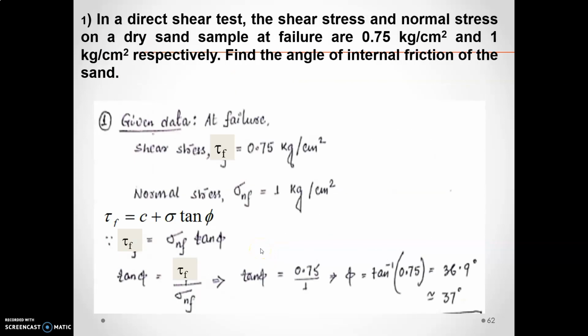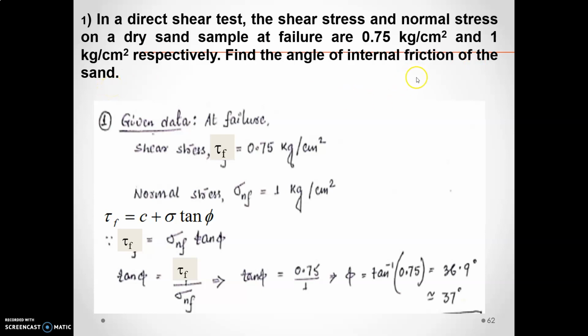Hello, my dear students. Let us solve some problems on shear strength. Let us take this example. In a direct shear test, the shear stress and normal stress on a dry sample at failure are 0.75 kg per centimeter square and 1 kg per centimeter square respectively. Find the angle of internal friction of the sand.